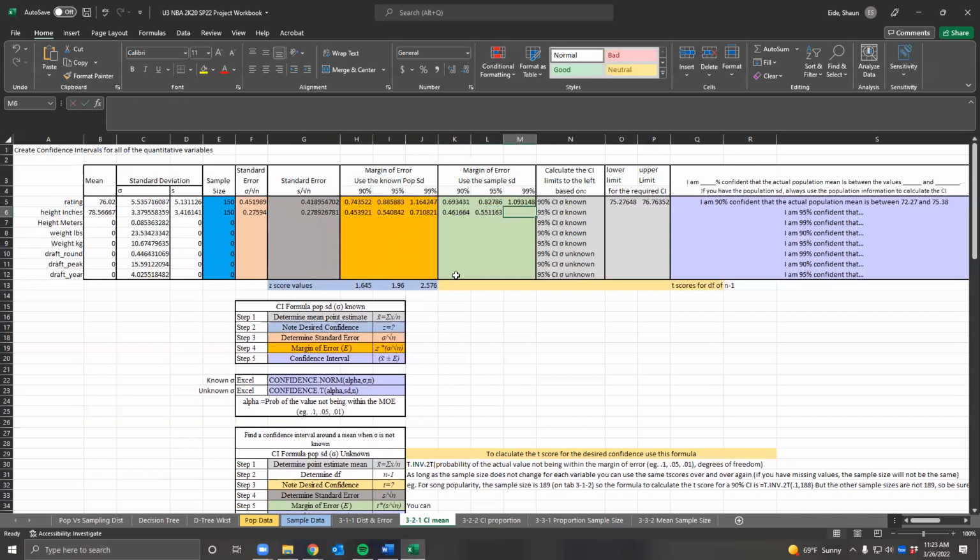Then we're going to do this one more time: equals T.INV.2T, and then put the probability. This time it's 0.01, because there's a 1% chance that the actual population mean is not within the margin of error limits or the confidence interval limits. And then the degrees of freedom, once again, 150 minus 1, and then multiplied by the standard error using the sample standard deviation. And there we go.